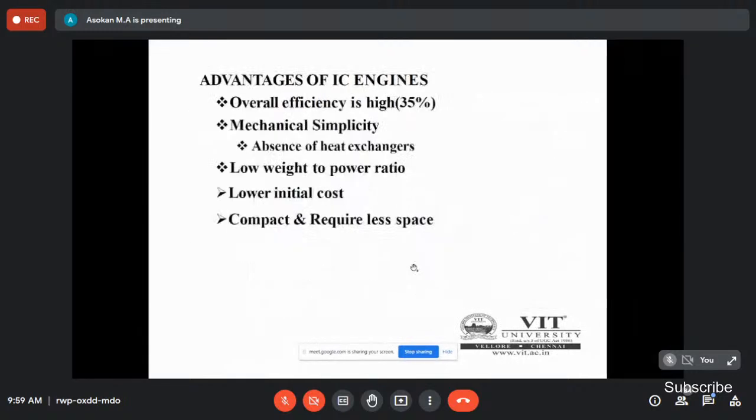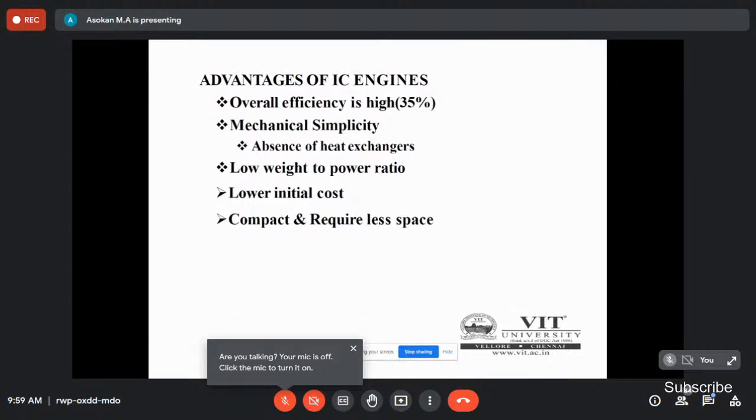So what is the advantage of these IC engines? The overall efficiency is almost 35%. That's why we go for the IC engine. The maximum possible efficiency is 35%, and the remaining 65% is waste heat, which is dissipated to the environment or absorbed by the engine.